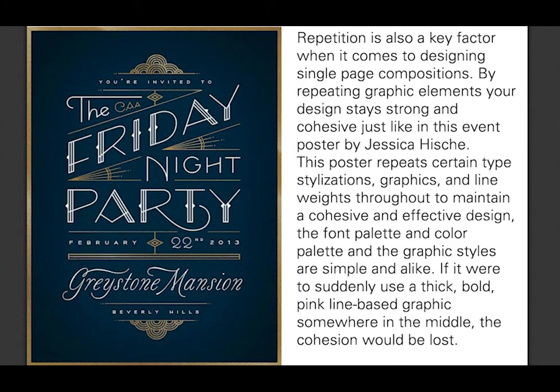Repetition is also a key factor when it comes to designing single-page compositions. I talked about how it's much easier to use repetition when you have multiple pages, but it is really as important in a single page. By repeating graphic elements, your design stays strong and cohesive, just like in this event poster by Jessica Hirsch. This poster repeats certain type, stylization, graphic, and line weights throughout to maintain a cohesive and effective design.